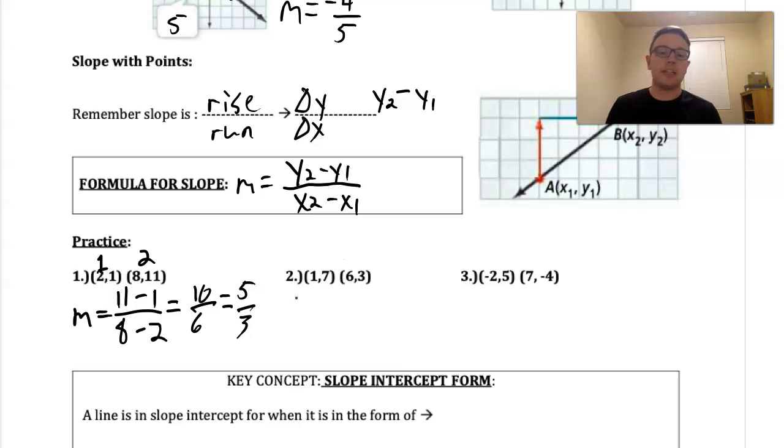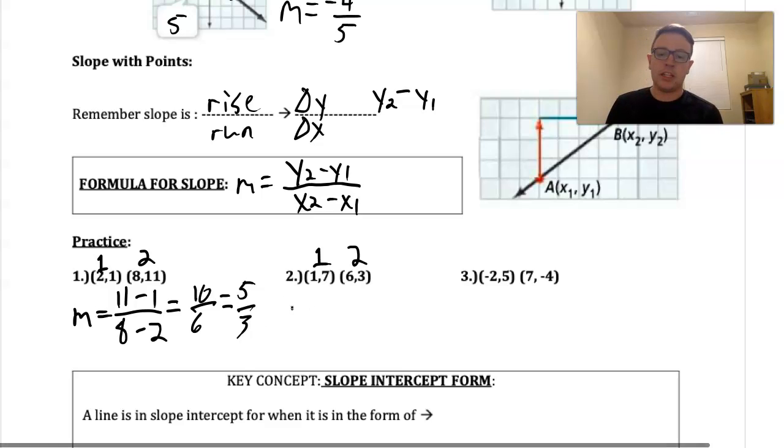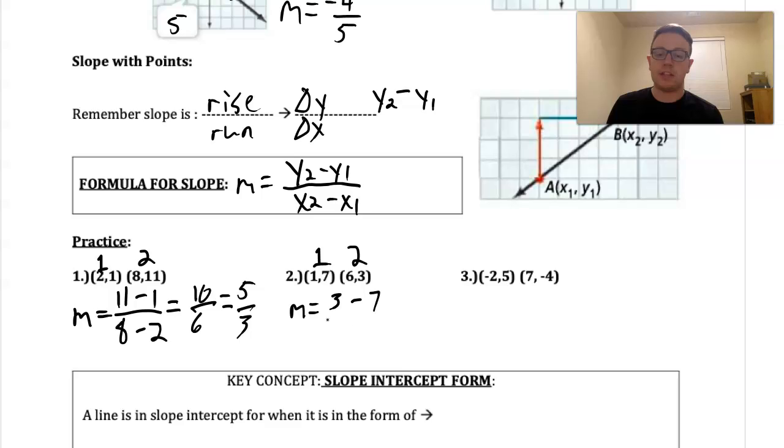What would our slope be for this one? If we choose this point to be 1 and this point to be 2, what do we get? Well, we get m is equal to y2, which is 3, minus y1, which is 7, over 6 minus 1. 3 minus 7 gives us minus 4, and 6 minus 1 gives us 5. So our answer is minus 4 over 5.